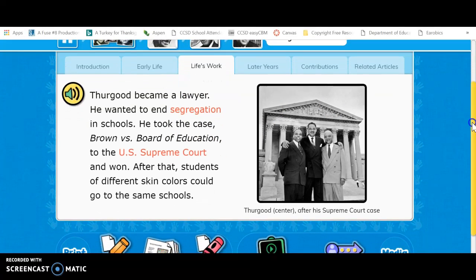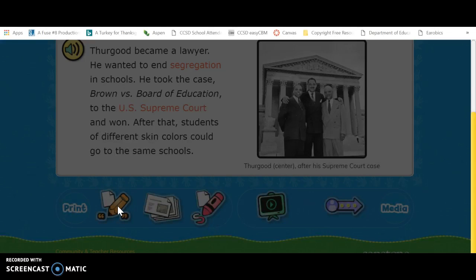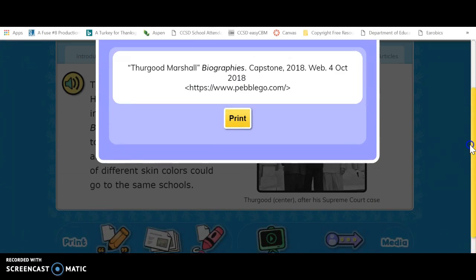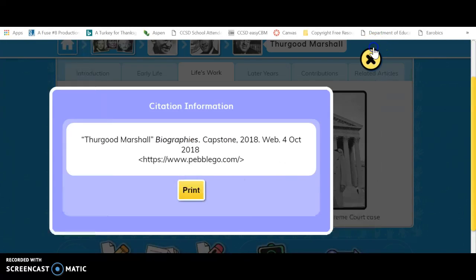Now, when you get ready to cite where you got this information from, remember it is important for us to always give credit where we get our research information from, especially things that we are not creating from scratch, things that we are not coming up with on our own. We have to give credit for where we got them from. So if you look for that kind of yellow orangey pencil at the bottom, you can see that it says cite. If you click on that, then the great thing about PebbleGo is it makes the citation for you. And then you can just copy that into your final writing prompt, into your final product. So the citation information, again, we have to give credit to where we get these facts from, is right there at the bottom for you.